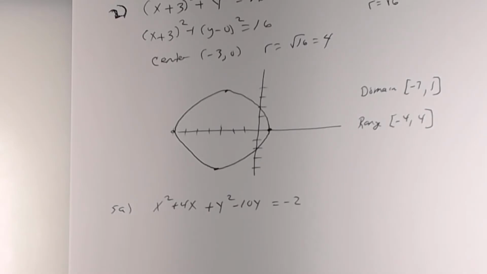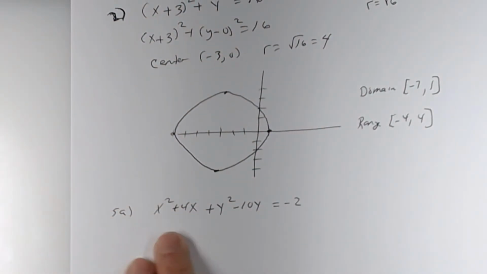But it is not in standard form. This is called general form right here. So that's general form. General form is where you just have all those terms spread out like that. In order to determine the center and the radius, you've got to write it in standard form.